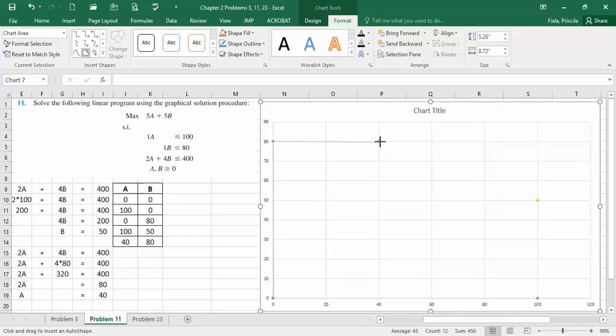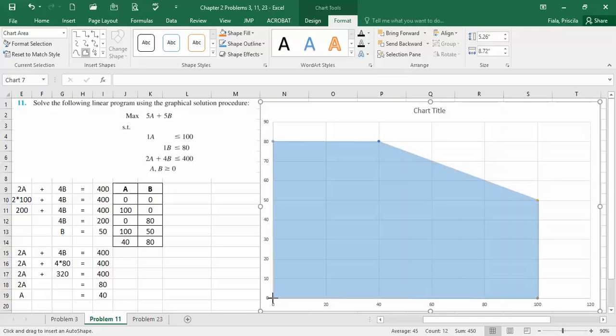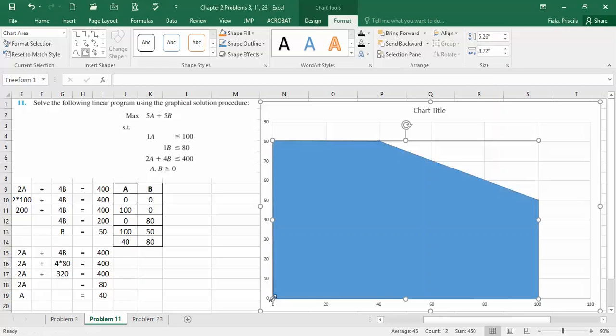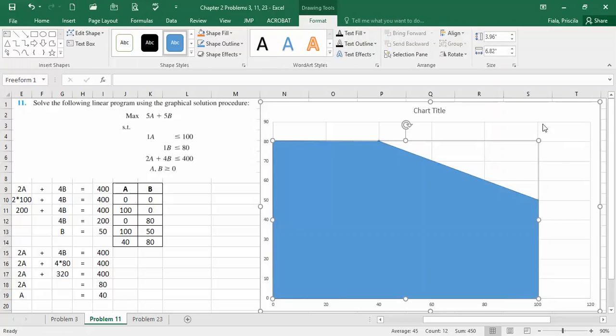Oh yeah, I can do it much better. Then I'm going to click again and let it go, and again, and again. And now it's going to connect and give me my shaded area. So see, it's much easier than I showed you before. Instead of doing the lines and then doing the shaded area, you can just go ahead and use the freeform, and it already gives you the shading, and then you do the last click.